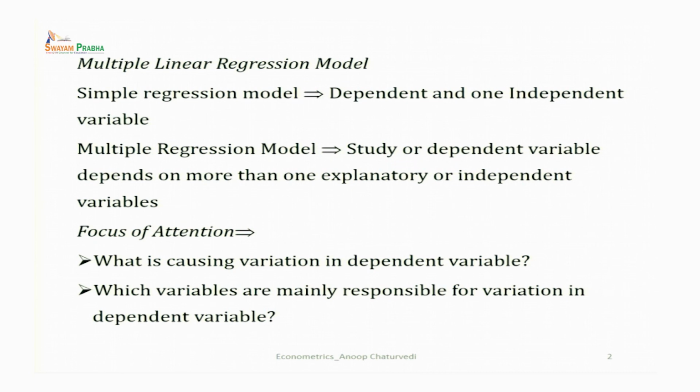So, now we come to the multiple linear regression model. In simple linear regression model, you have a dependent variable and one independent variable. In multiple regression model, your study of dependent variable depends on more than one explanatory or independent variables. So, you have a set of explanatory variables affecting your dependent variable. Then you are interested in what is causing variation in the dependent variable, or which variables are mainly responsible for variation in the dependent variable.